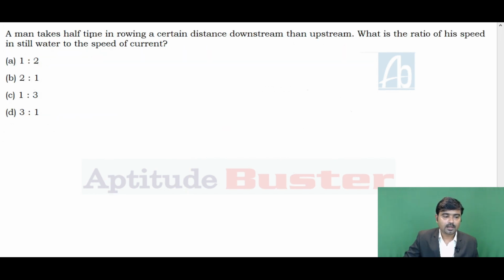A man takes half time in rowing a certain distance downstream than upstream. What is the ratio of his speed in still water to the speed of current? That means this is boat speed, this one is current speed. Everyone knows boat speed is greater than current speed.